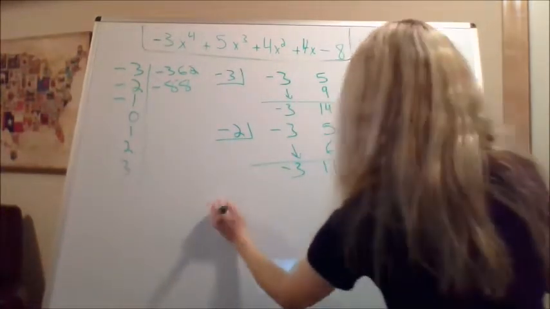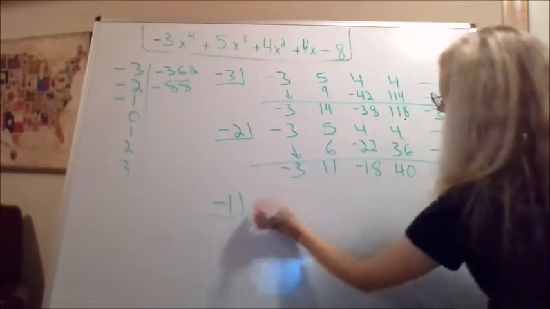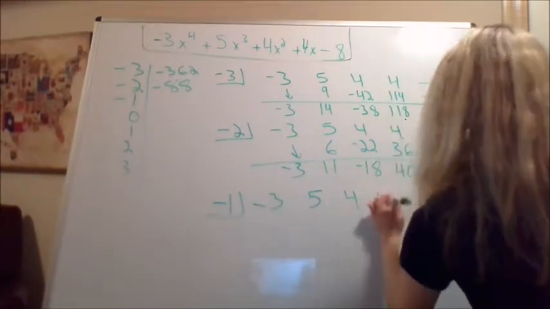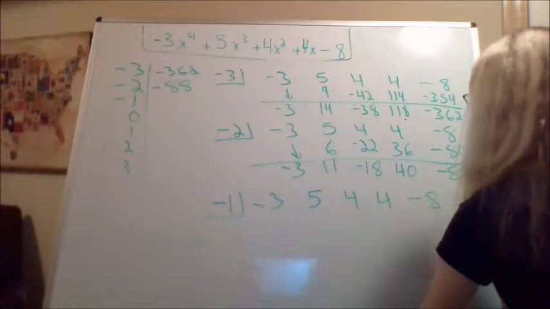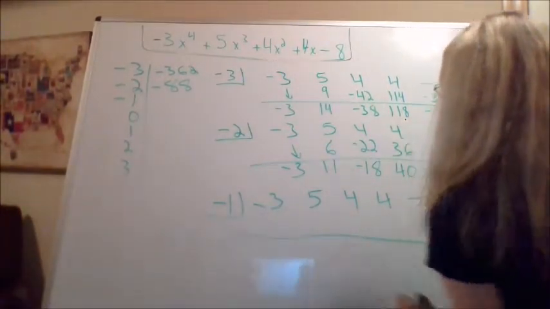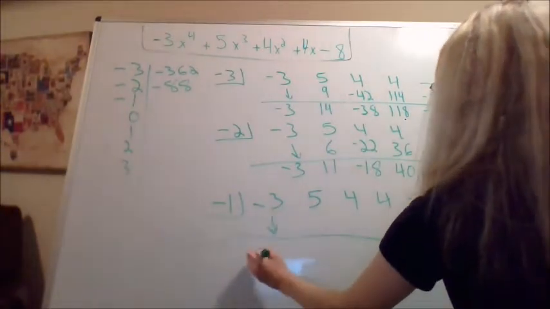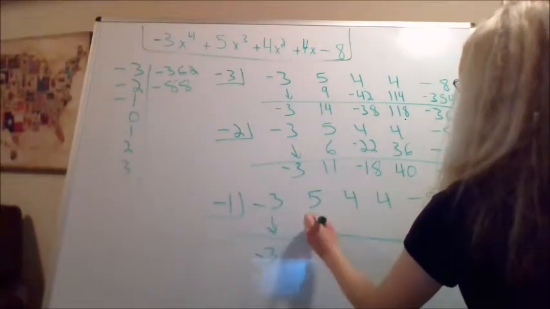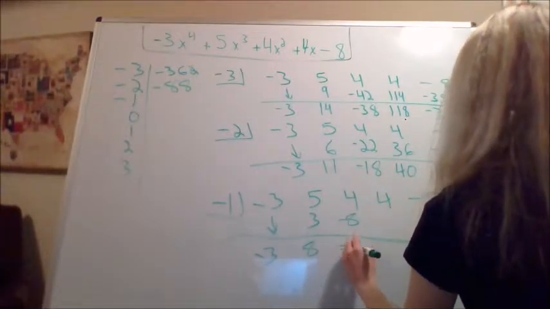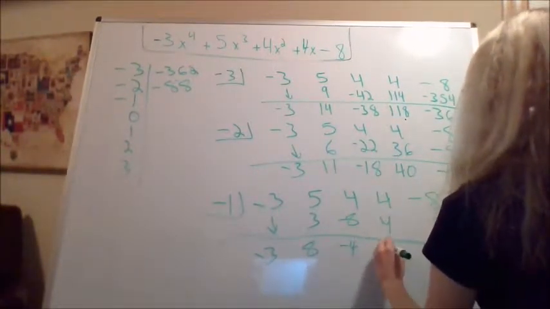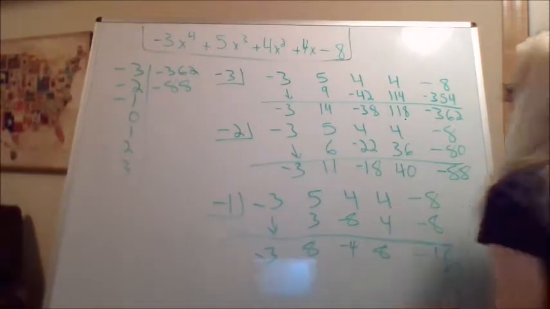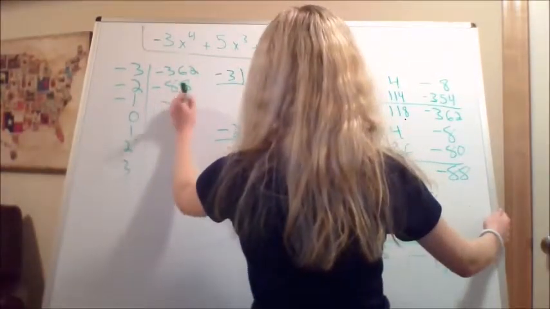Next, -1. Have our coefficients, -3, 5, 4, 4, -8. Draw our line again. Thicker line. Bring the -3 down. Multiply, that's 3, 8, -8, -4, 4, 8, -8, -16. So we have our -16 right here.